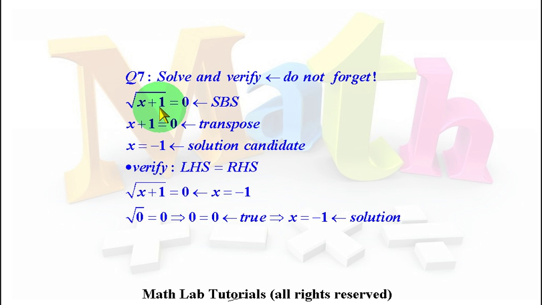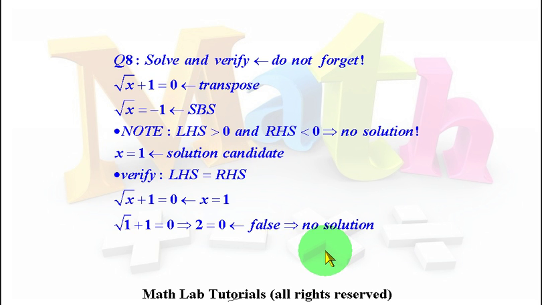We copy-paste the original radical equation. We copy it down here. And then we insert our solution candidate, which is x equals negative 1. On the left, we get the square root of negative 1 plus 1, which is square root of 0. On the right, you get 0. Of course, the square root of 0 is 0, and the right-hand side is 0. So certainly 0 equals 0 is a true statement. Therefore, we declare that our solution candidate, x equals negative 1, is indeed the solution to our radical equation up here. And we go on to the next question.